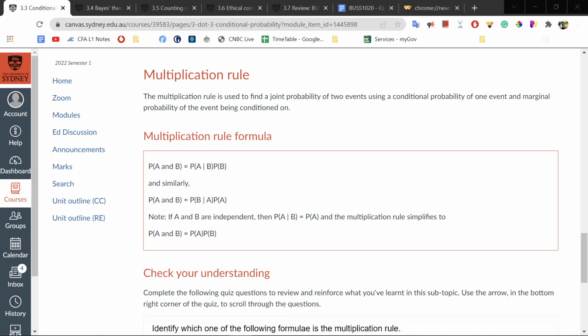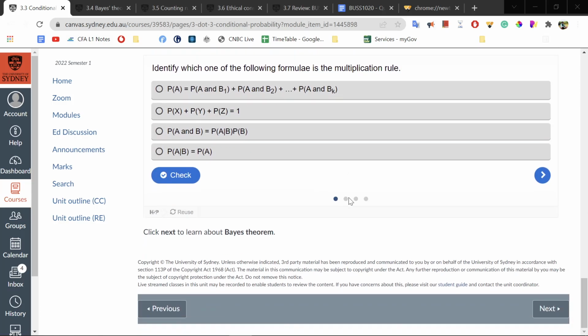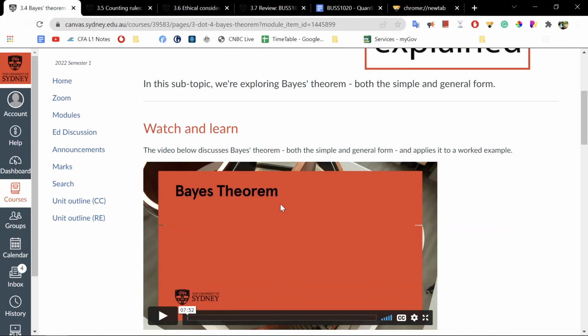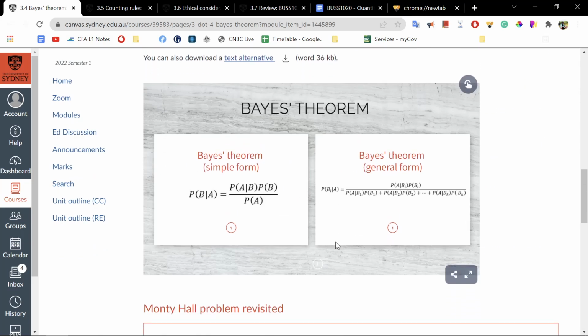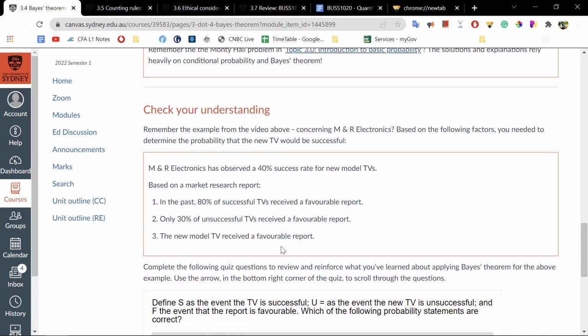All right, so Bayes' theorem. Bayes' theorem once again is used to revise previously calculated information, given additional information. So if we have the probability of B given A, then we will be able to switch it back into the probability of A given B multiplied by B divided by A.